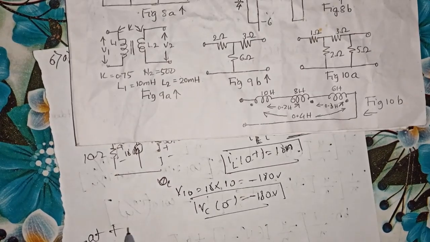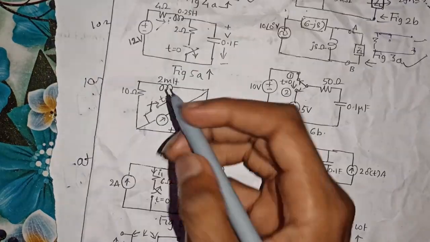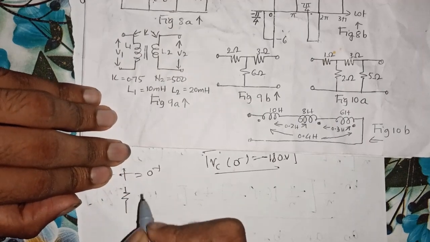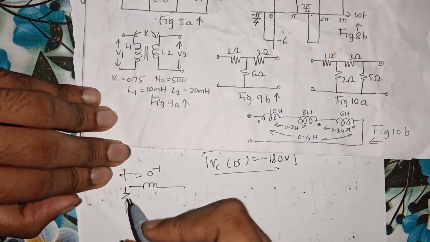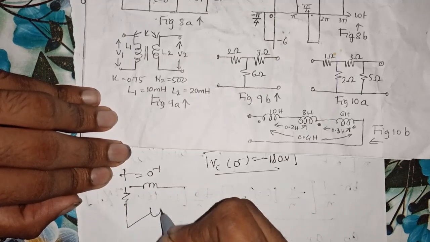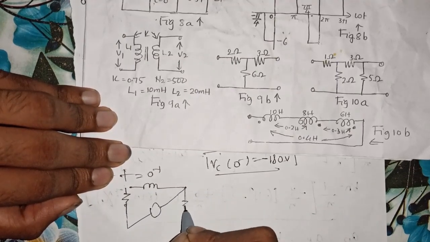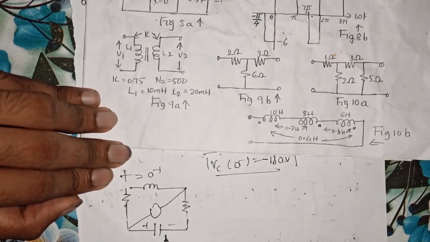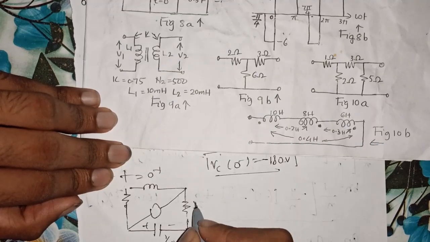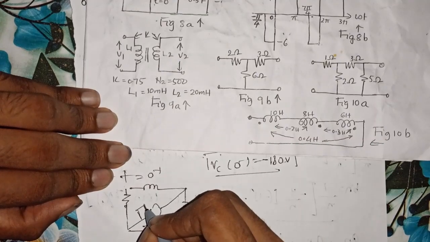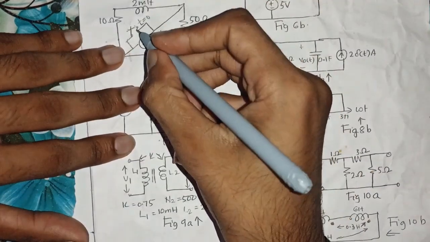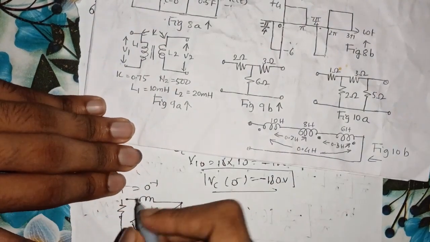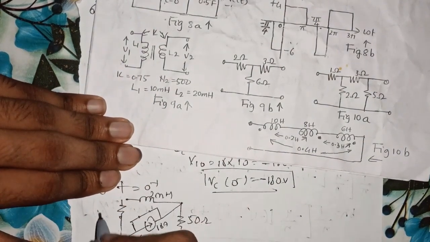Now the second condition, at t equal to 0 plus: what happens if the switch is closed? When the switch is closed, at time t equal to 0 plus, the circuit will appear like the 2 milliampere current source, the 1 by 288 capacitance, and the 50 ohm resistance branch. And when your switch is closed at time t equal to 0, the same current flows through the 18 ampere source, this will be 2 millihenry and this will be 10 ohm as it is.